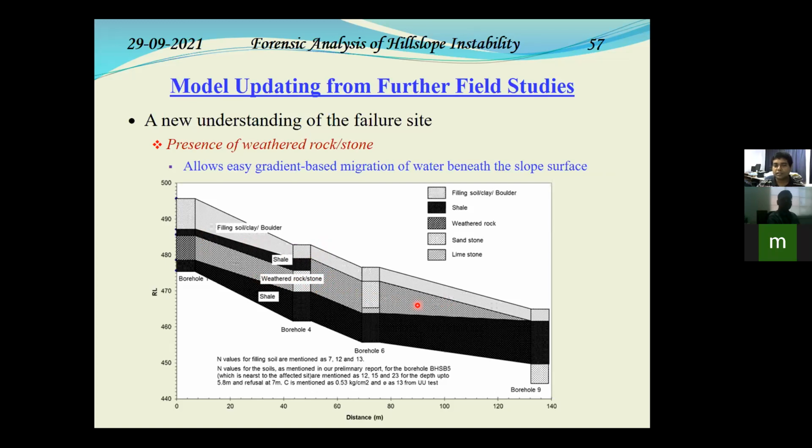Then we have a weathered rock stone, another interesting material. Now, since they are weathered, they will allow very easy percolation of water through them. So water can go deep and it can saturate the entire surface. So gradient-based migration of water beneath the slope surface can take place. And finally, we have a thick bed of shale. So in any dry condition, it will be like a bedrock, very stiff, but when wet again, it will offer a sliding surface.